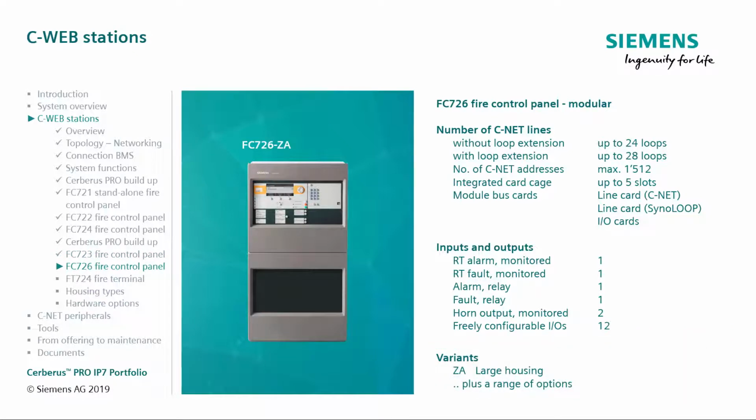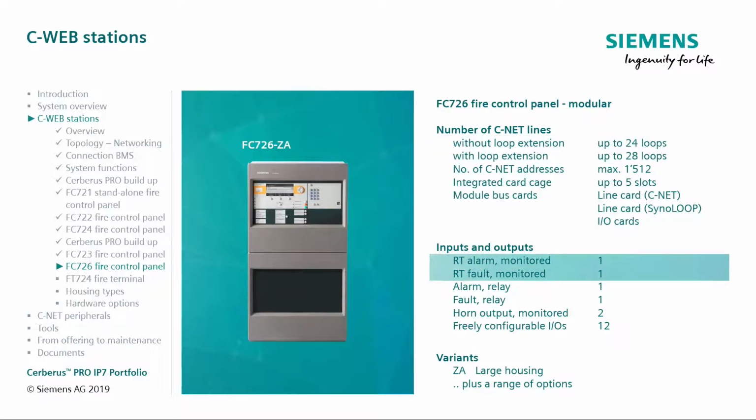Here, we have the modular FC726 fire control panel in a large housing. The modular control panels have the following features as standard. In the basic design, there are 4 detector loops. It can have as many as 28 loops with a capacity for 1,512 devices. It has an integrated card cage with space for 5 module bus cards. The following types are available: CNAT line cards, Loop line cards, and I/O cards.